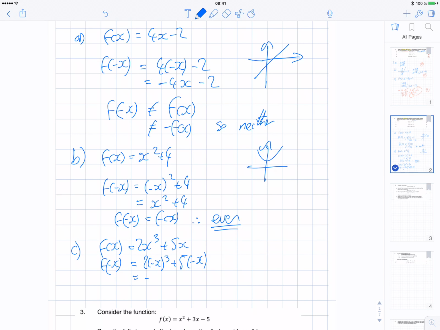Minus x cubed is minus x cubed, so minus 2x cubed becomes that, minus 5x. Then I'm going to factorize the minus out of it, so 2x cubed plus 5x, and you can see that f of minus x is equal to minus f of x, which is therefore odd.